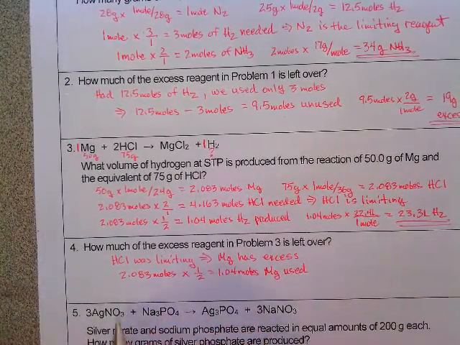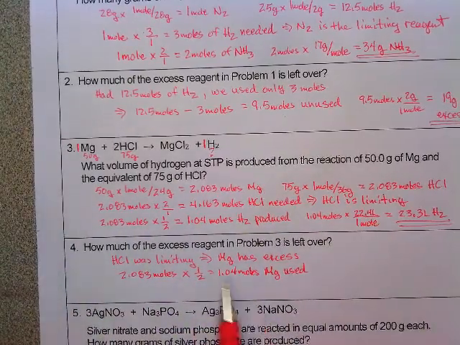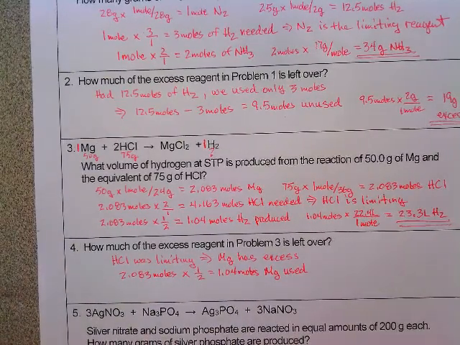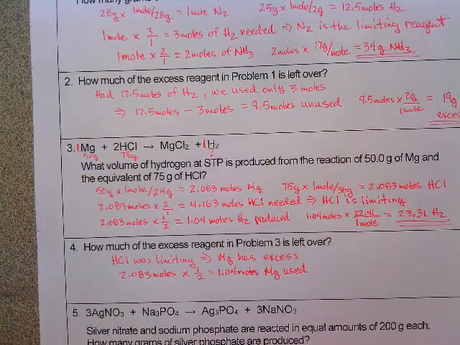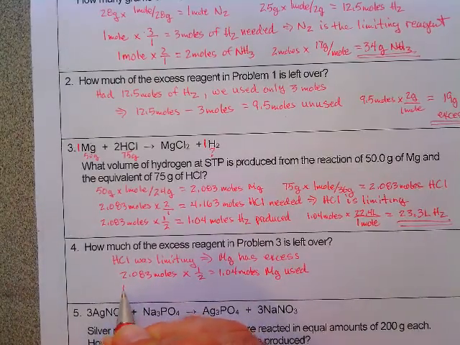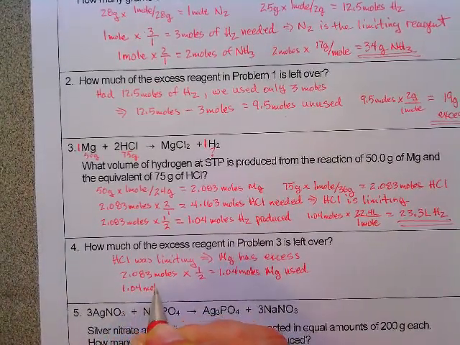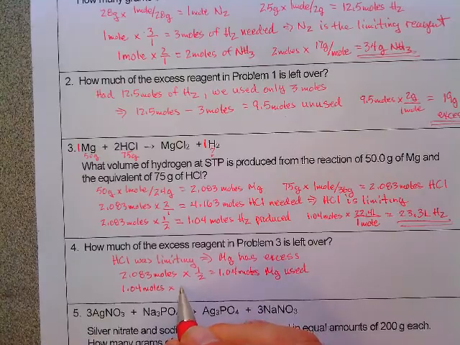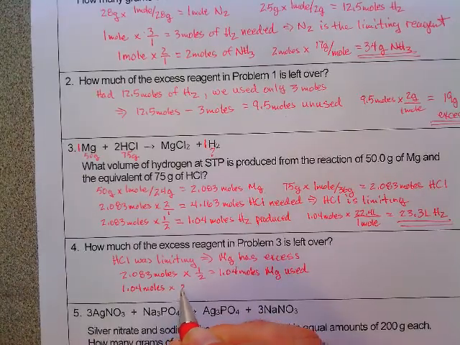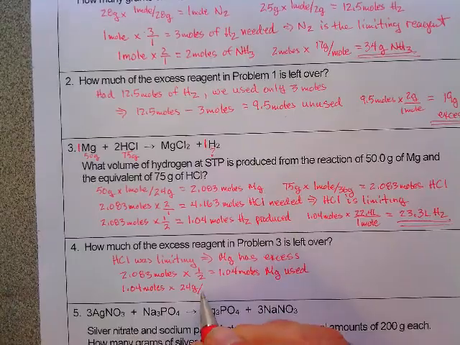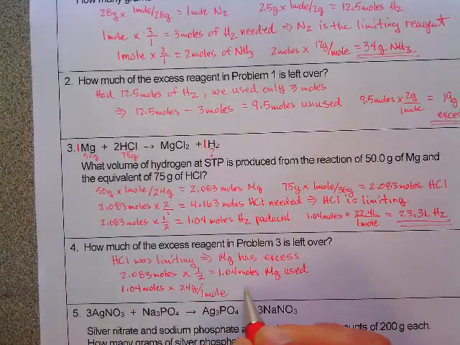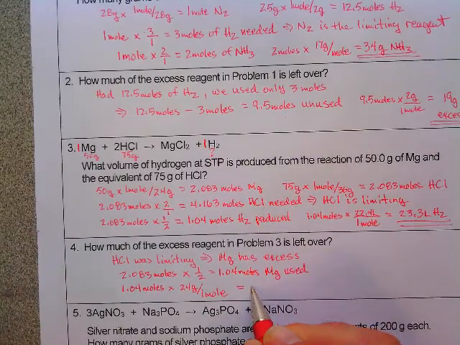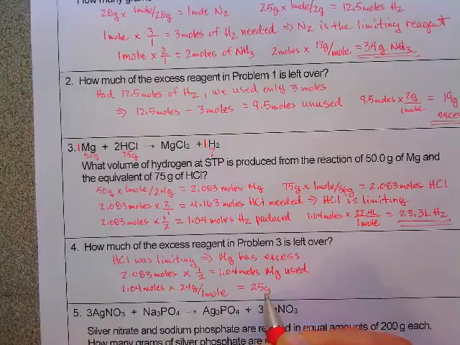And, therefore, we kind of know since I used half, I'm going to end up using half of the 50, so that means 25 grams. But just to go back to grams, 1.04 moles times, in this case, 24 grams per mole. And so we're going to use 25 grams of magnesium.